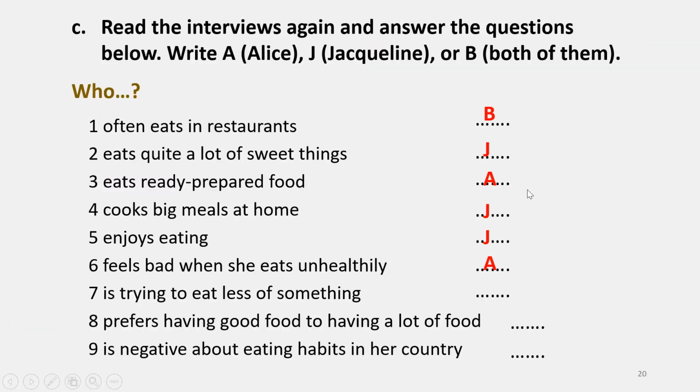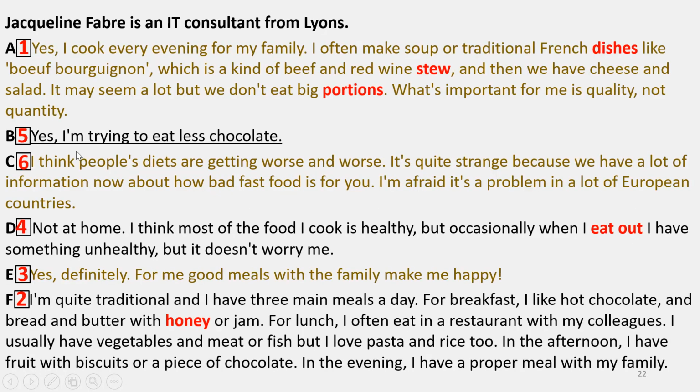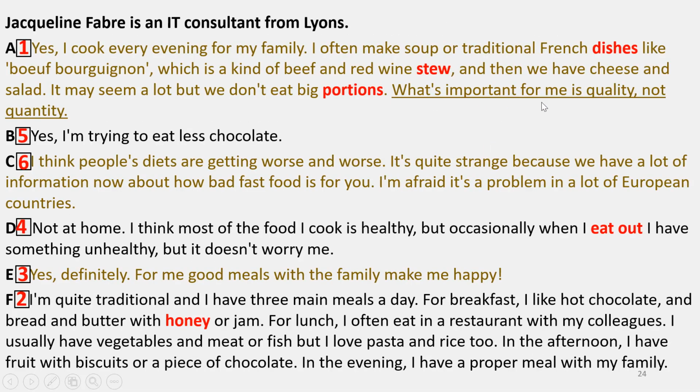Okay. And let's see, the next statement is trying to eat less of something. It is both, right? Let's see firstly how Alice says it. Alice says, I'm trying to cut down on the amount of fat I eat. I'm also trying to eat more wholemeal bread. And Jacqueline says, yes, I'm trying to eat less chocolate. And for the statement, prefers having good food to having a lot of food, it is Jacqueline, right? Jacqueline said that what's important for me is quality, not quantity.